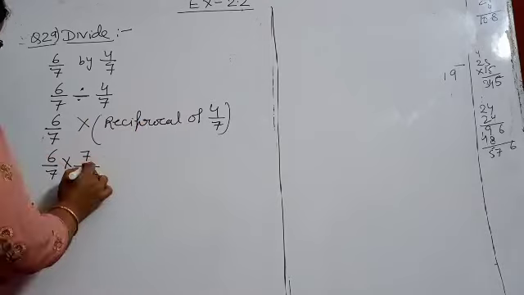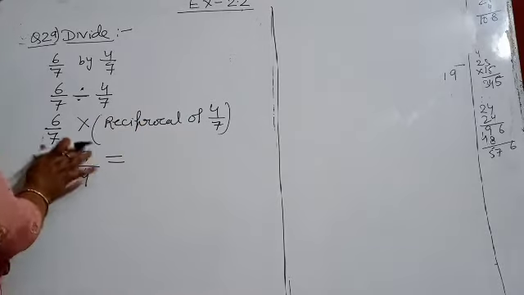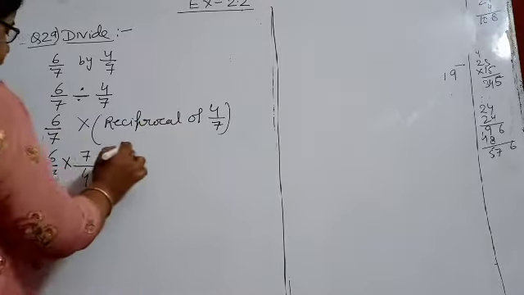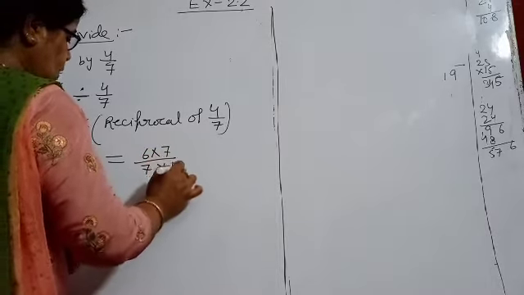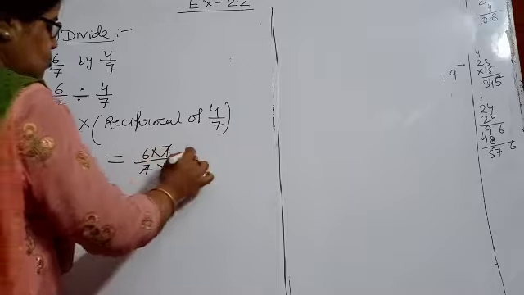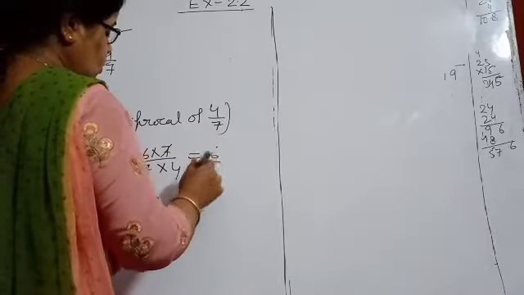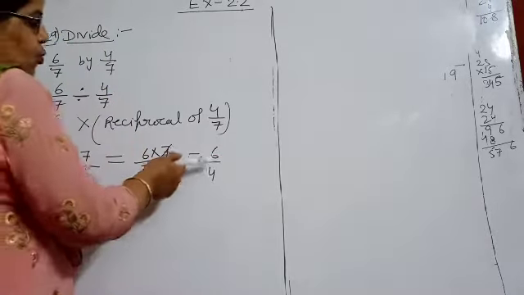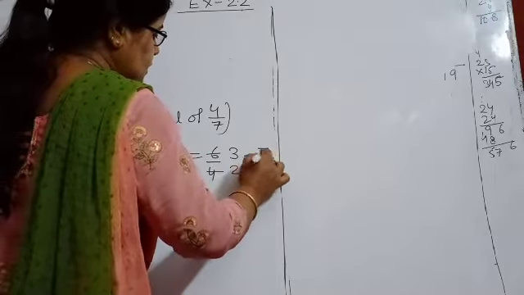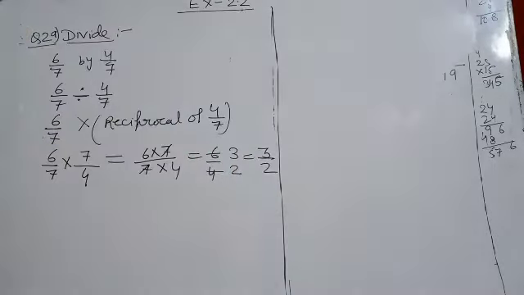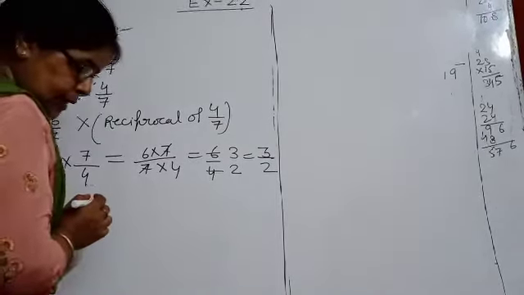So it will become 7 upon 4. Now simple multiplication as you were doing previously. It will be 6 into 7 upon 7 into 4. 7 and 7 will be cancelled. So it will come 6 upon 4. Now both numbers have 2 as a common factor. So 2 threes are 6 and 2 twos are 4. What will be your answer? 3 upon 2. 3 upon 2. It's so simple.